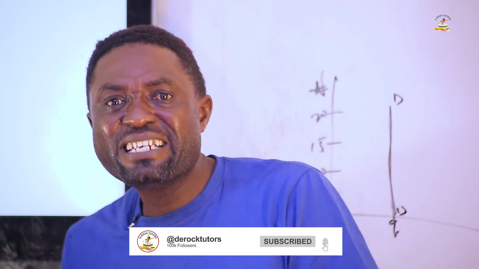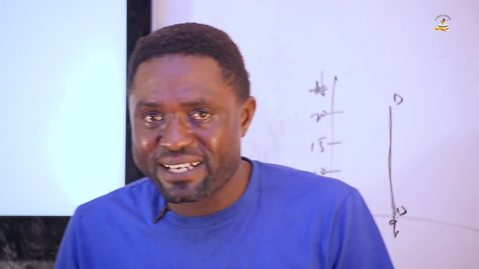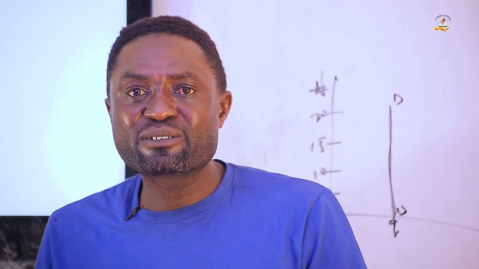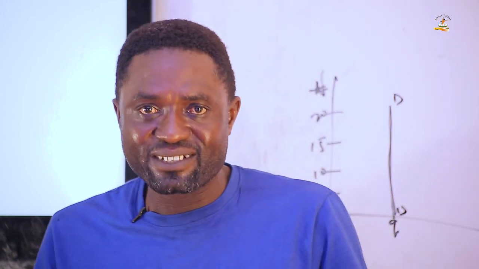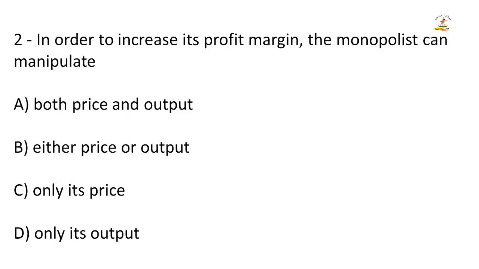Because he's the only one in the market, they will patronize him more. As a result of that, he makes more money. So he can either influence the price or the quantity. As a matter of fact, if he increases the price, no matter what, people will still buy. If he reduces the quantity as much as possible, people will still buy his product. So a monopolist can either increase the price or the output. That is the perfect answer.